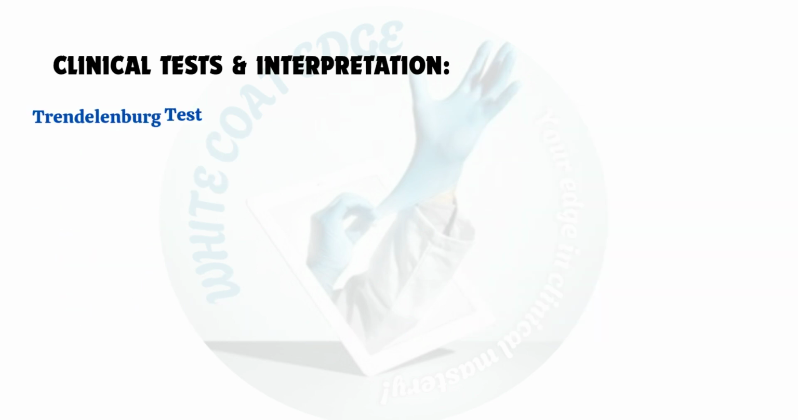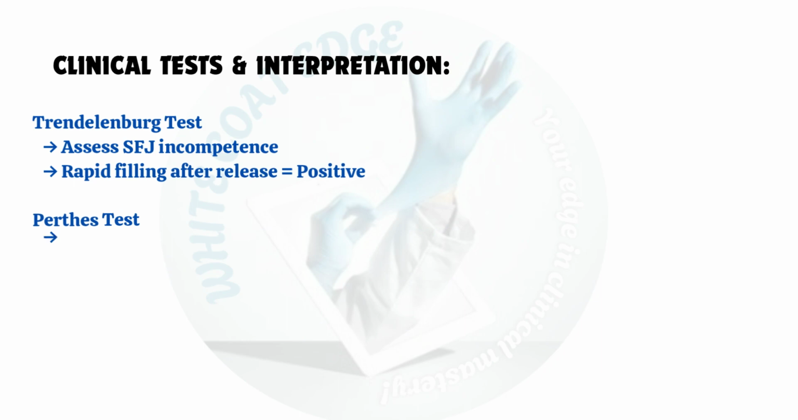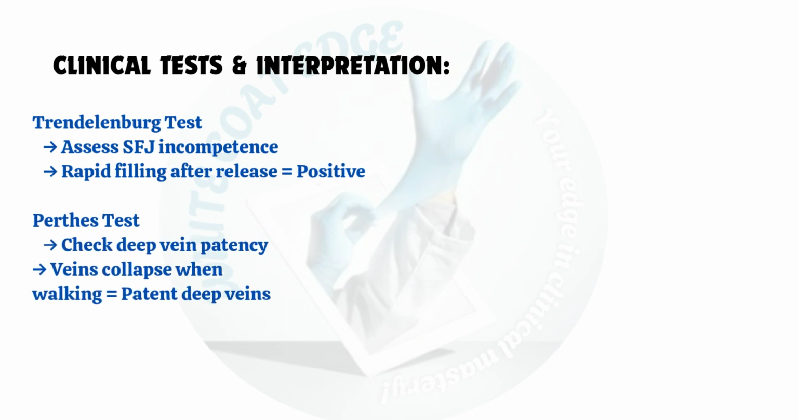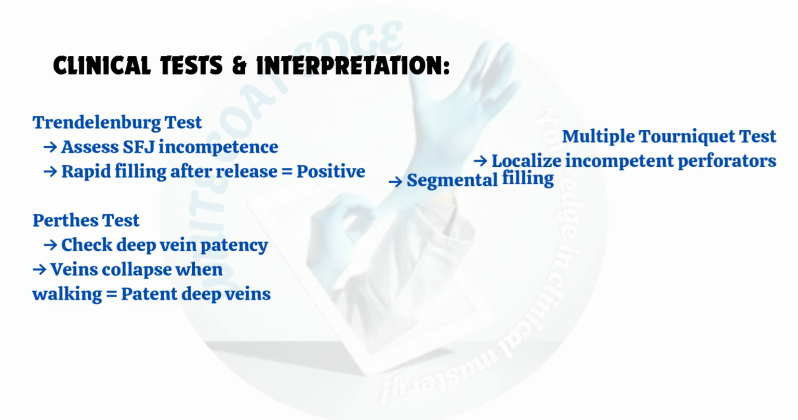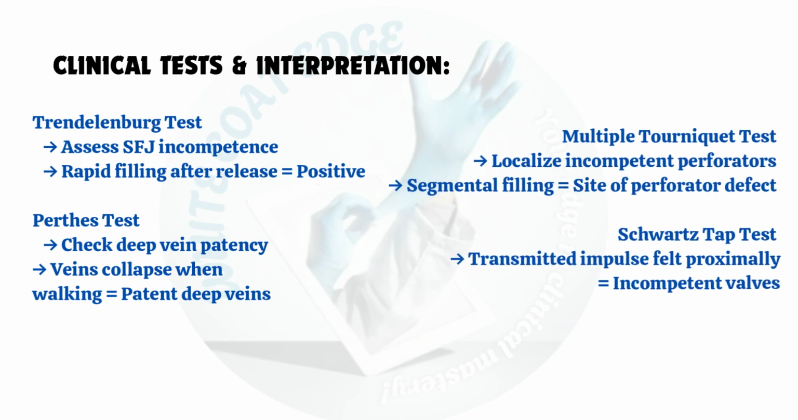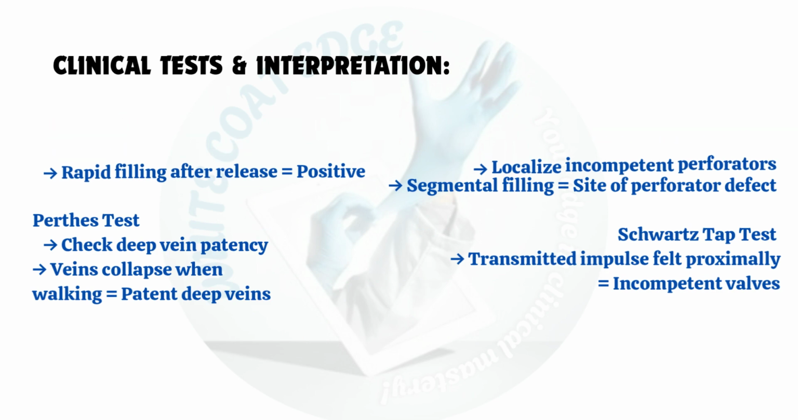Clinical tests and interpretation. First, Trendelenburg test. It assesses saphenofemoral junction incompetence. If there is rapid filling after release, it means the test is positive. Next, Perthes test. It checks deep vein patency. If veins collapse when walking, that means patent deep veins. Third, multiple tourniquet test. It localizes incompetent perforators. Segment filling means site of perforator defect. Schwartz tap test. Transmitted impulse felt proximally means there are incompetent valves.